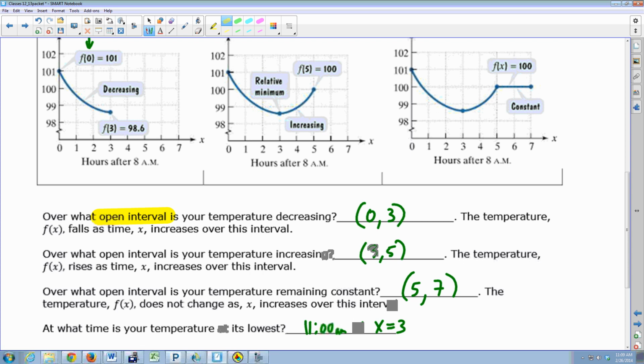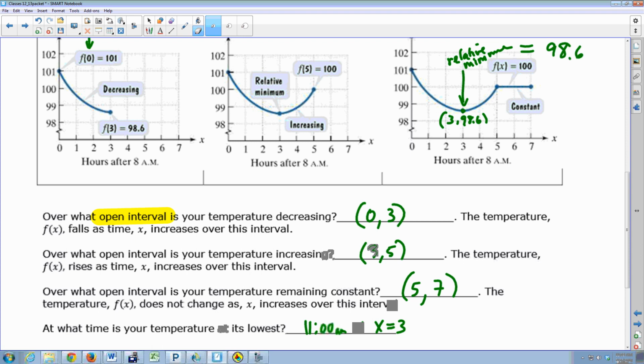The lowest point on the graph occurs right here at the bottom of that U, and that's called a relative minimum. This is the point (3, ?). What do we think that is? 98.6, maybe back to normal. Let me write that a little bit clearer so we can see that 3. This is called our relative minimum. The relative minimum is 98.6.